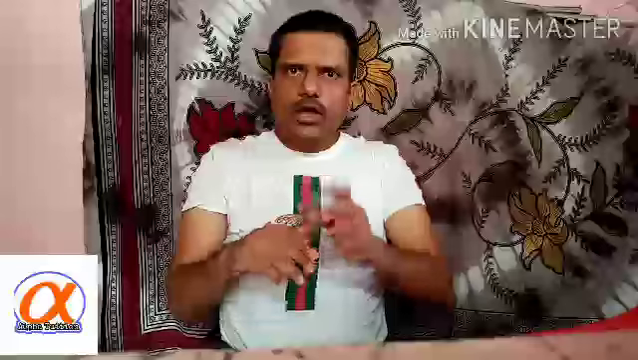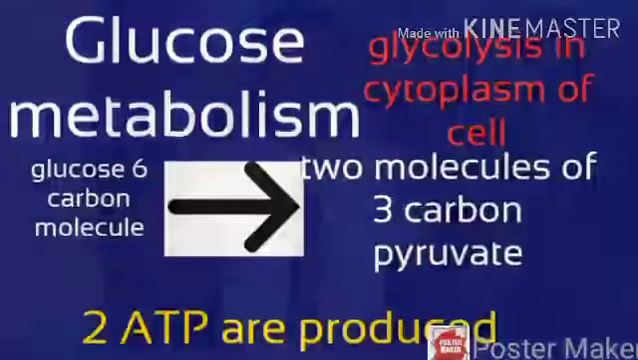Glucose molecule is there. Now it enters into the cell. In the cytoplasm of a cell, one molecule of 6-carbon glucose is converted into 2 molecules of pyruvate. Each pyruvate is a 3-carbon molecule, and 2 ATPs are produced. This process is called glycolysis.